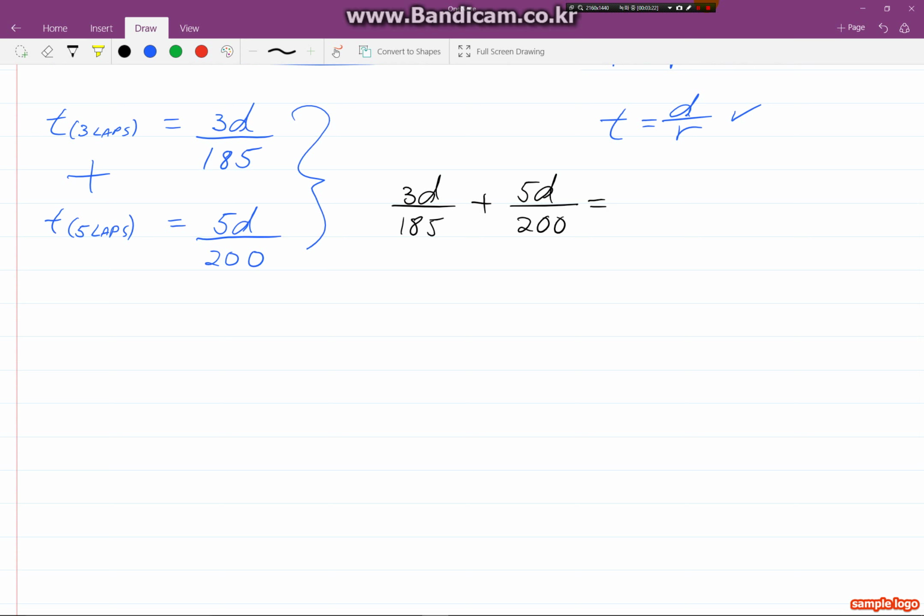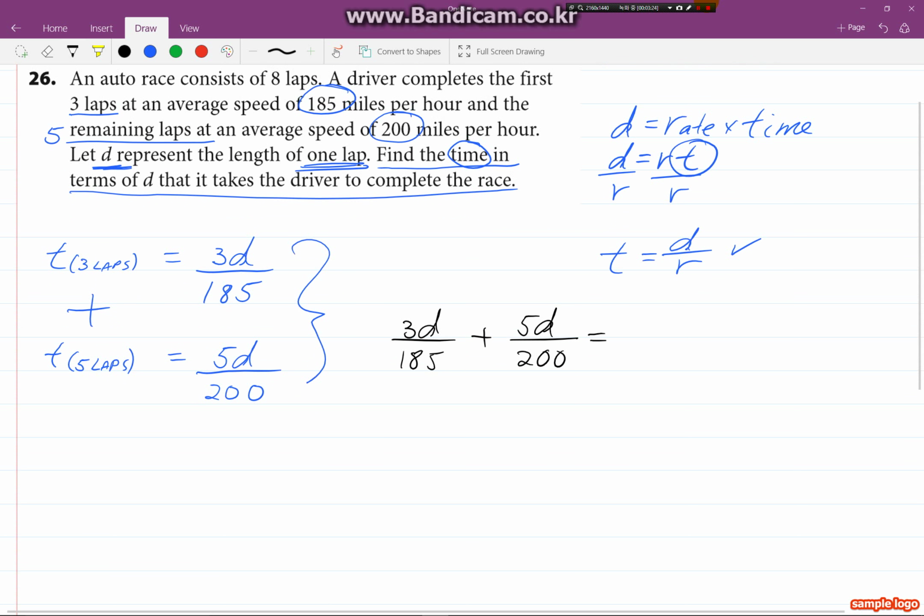Now, whenever we do a fraction like this, it always helps to simplify it first. In other words, go to smaller numbers. I don't know if you see it, but I see that 5 can reduce the 200 to 40. So this is actually 3D over 185. 3 doesn't divide into 185, so you can't reduce it. But 5 does, and now the 5 is gone and the bottom has been reduced to 40.